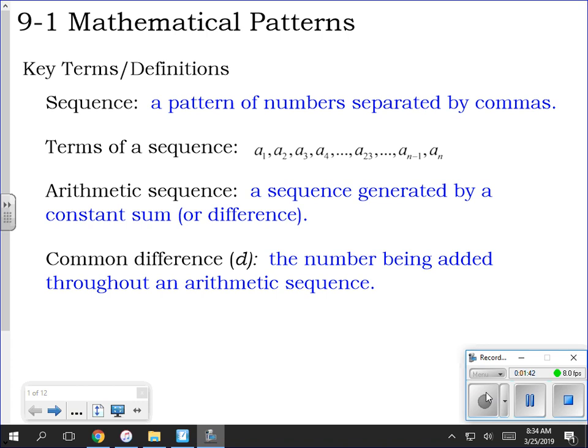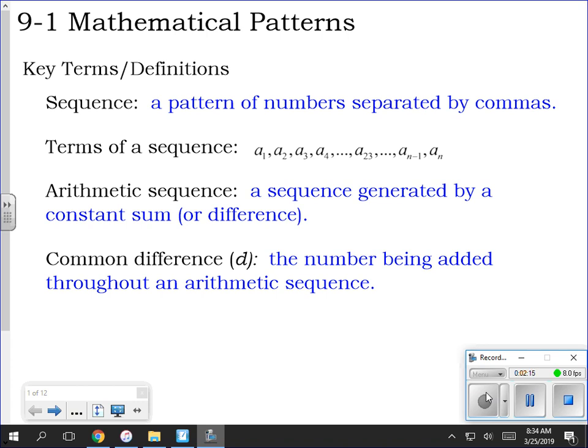Okay, an arithmetic sequence. An arithmetic sequence is generated by a constant sum or difference. In other words, you either add or subtract the same number every time to get from one term to the next term. The sequence 1, 2, 3, 4, 5, 6, 7, 8, 9, and so on, is arithmetic because how do I get from one to the next? I add 1 each time. If you're adding the same number each time, it's arithmetic.